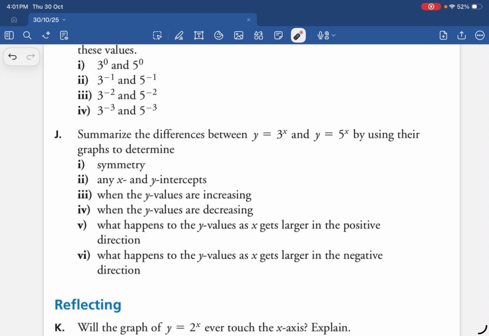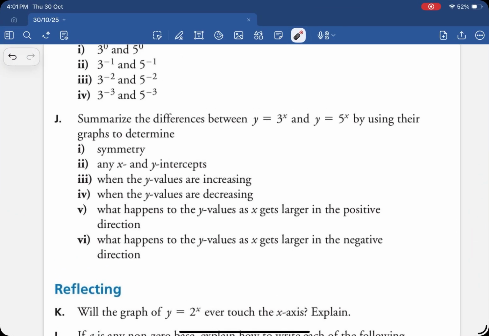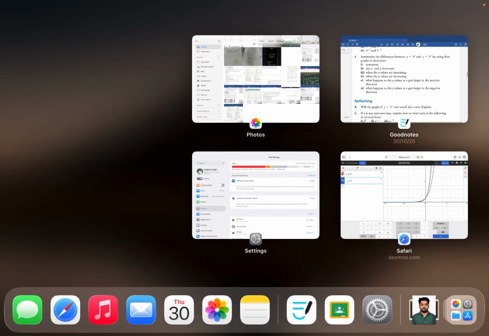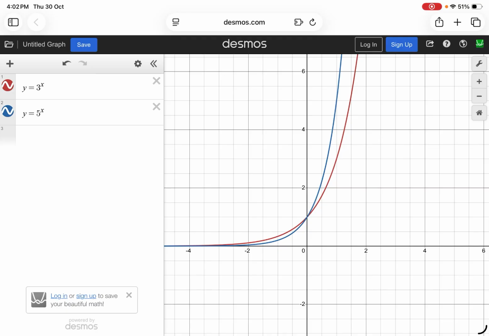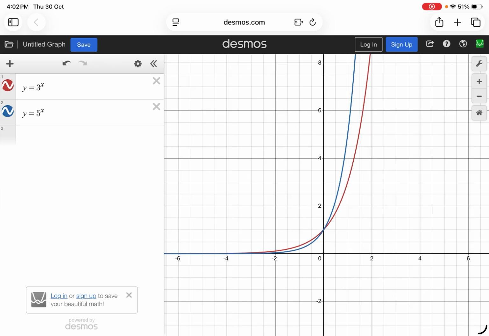So now in the j part, they are asking the difference between y equals 3 to the power x and y equals 5 to the power x by using their graphs. Okay, so you have to make the tables of y equals 3 to the power x and y equals 5 to the power x, and draw that graph. I directly drew this graph on Desmos, in which the red line shows y equals 5 to the power x and the blue line shows y equals 3 to the power x. Okay, the y equals 5 to the power x graph is steeper than y equals 3 to the power x.